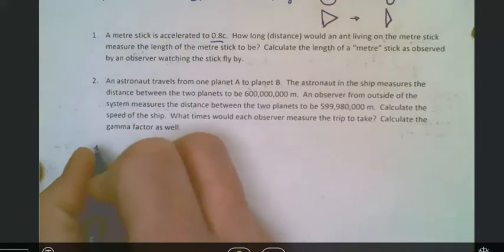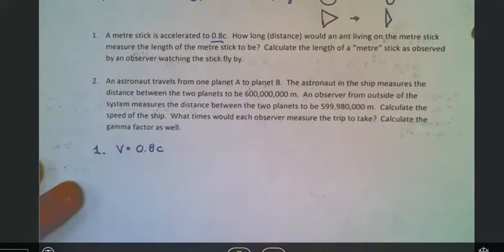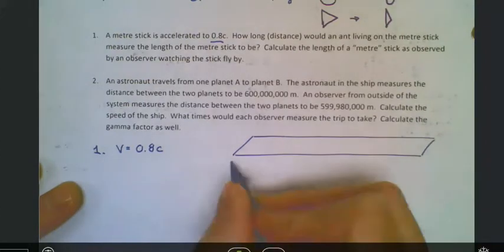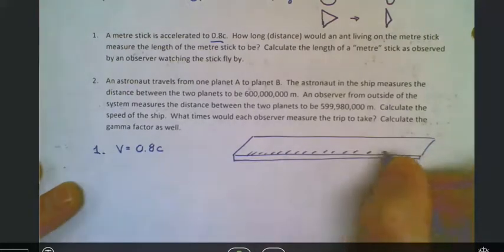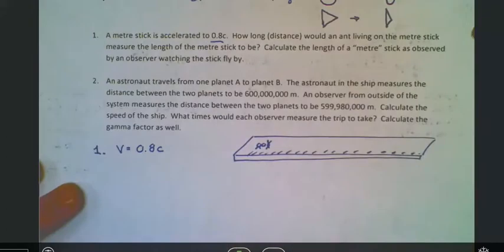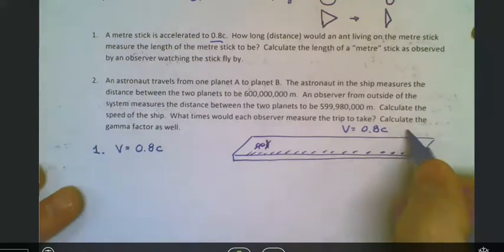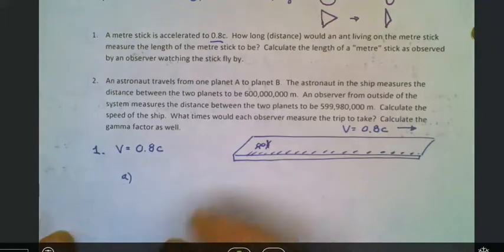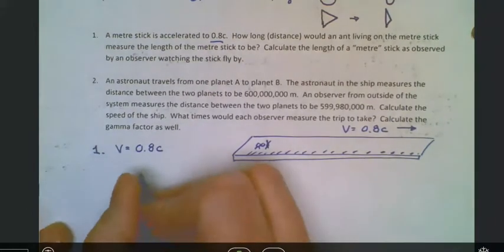So question number 1, we know the speed of the ship, 0.8 c. Okay, if I draw a little meter stick here, and a little ant on here. All right, there we go. And the speed of this thing is 0.8 c, maybe in that direction. Okay, so A, if you were an ant living on this thing, well, in the ant's frame, everything's fine.